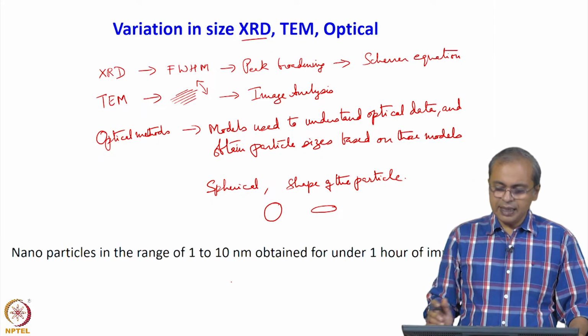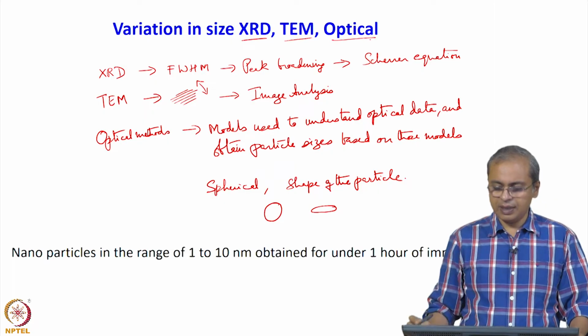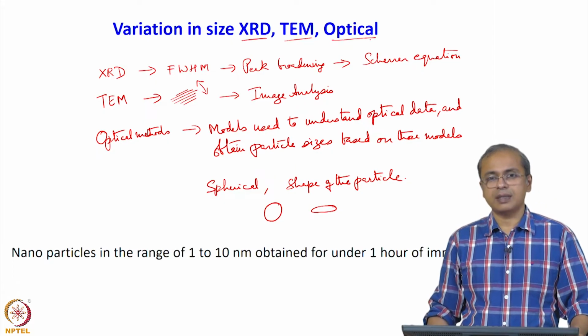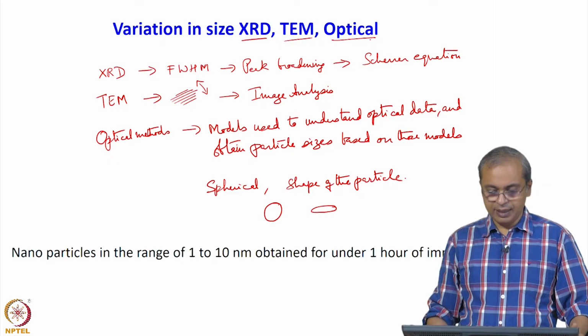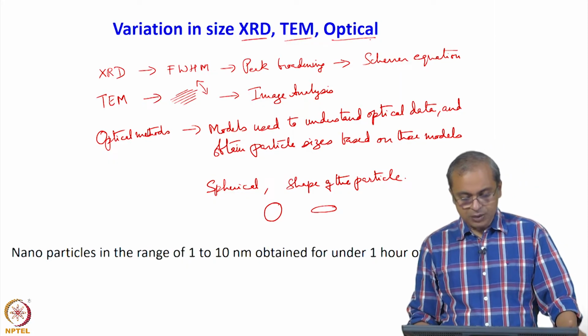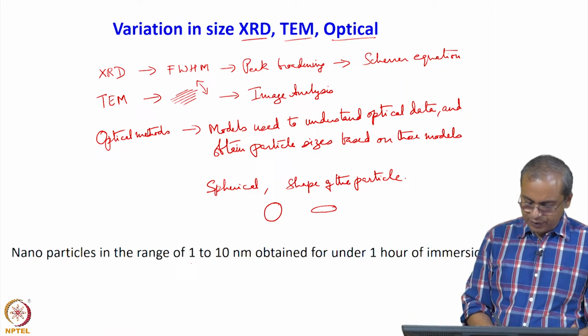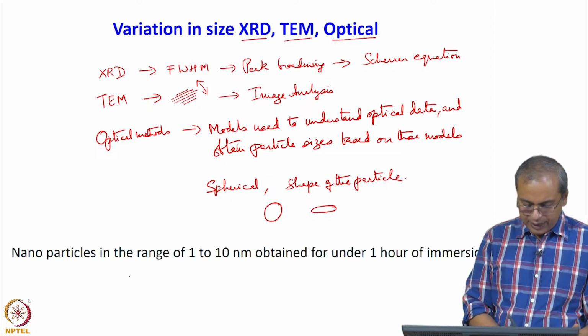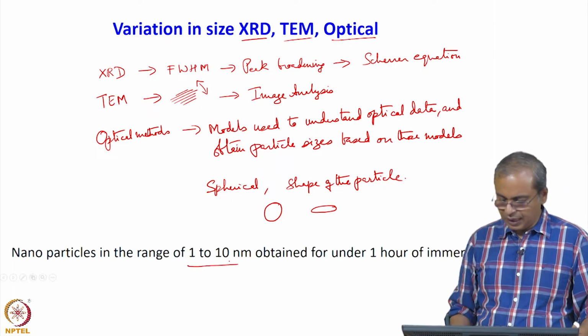So, now in general you can use all of these techniques for coming up with particle sizes for the sample. But it is also true that when you do this, let us say you are getting nanoparticles in the range of 1 to 10 nanometers.